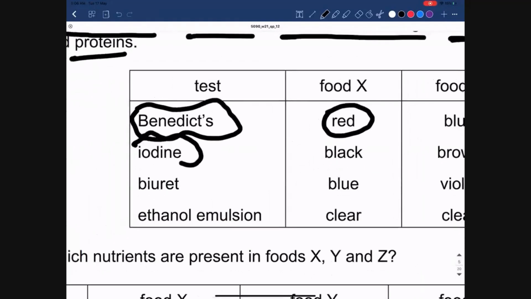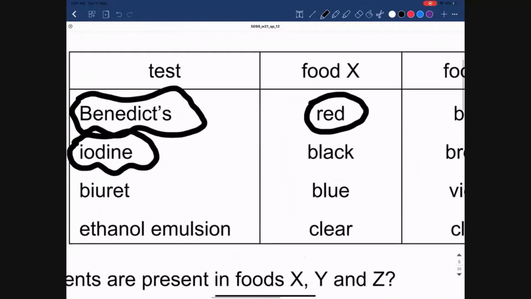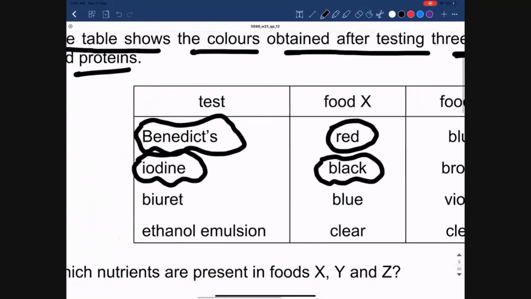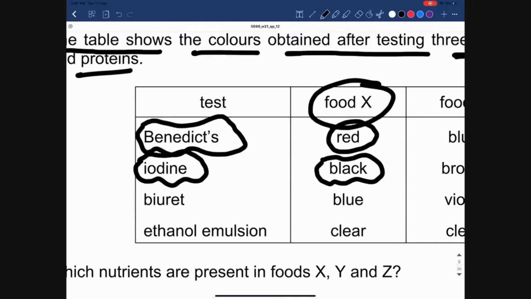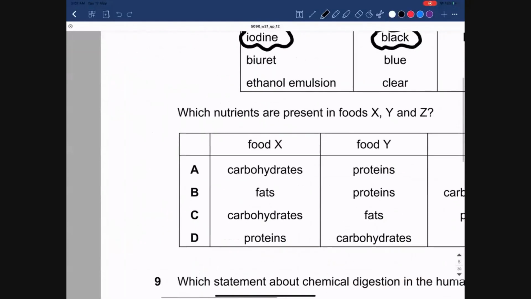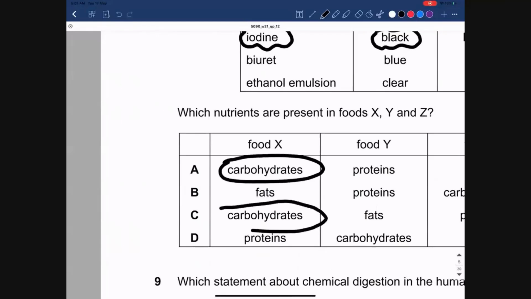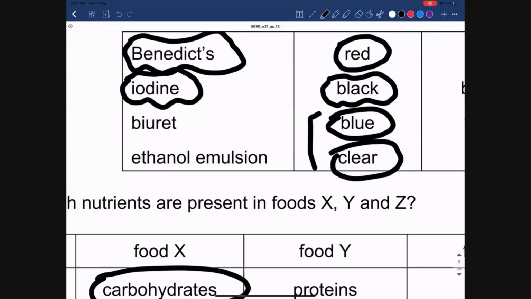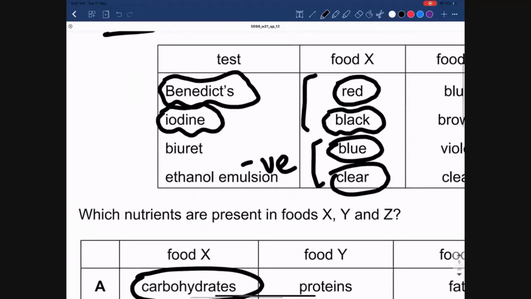When we carried out the iodine test, the color changed to black from yellow-brown. This shows that food X also contains starch. So food X contains which type of molecules? It contains carbohydrates, because reducing sugars and starch belong to the category called carbohydrates. The biuret region stays blue and the ethanol emulsion is clear, which shows that these 2 tests are negative and proteins and fats are absent, whereas these 2 tests are positive, showing that carbohydrates are present.